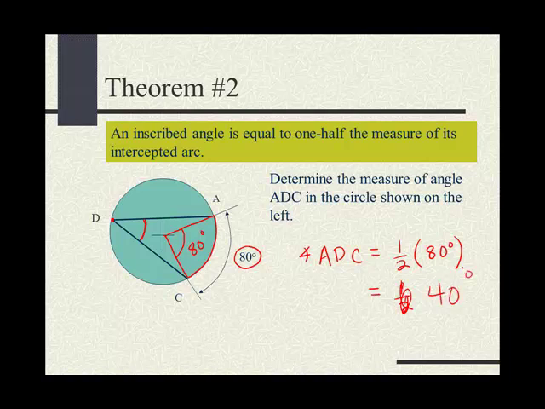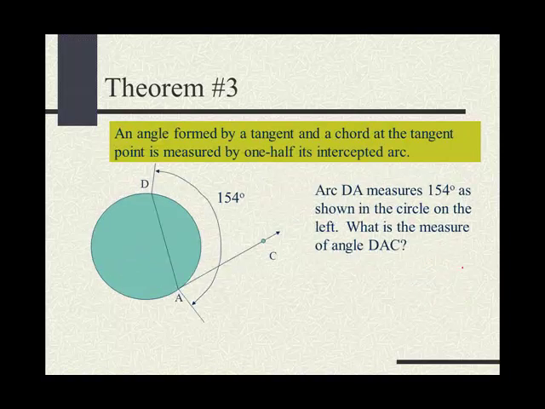Pretty easy. What you're going to find is that all these theorems we're going to be talking about today have one thing in common. They are half of something. Your job is going to be to remember what they are half of. Let's look at theorem number 3. An angle formed by a tangent and a chord at the tangent point is measured by 1/2 its intercepted arc. So this is basically just like theorem number 2, but instead of it being an inscribed angle, it's an angle that's formed by a tangent, such as this tangent line AC, and a chord, such as this chord AD. So we're talking about this angle, angle CAD.